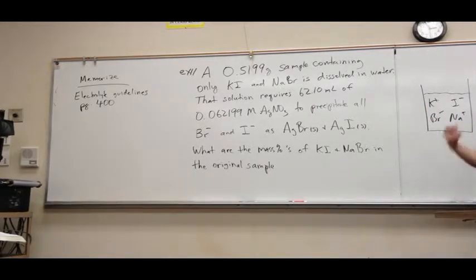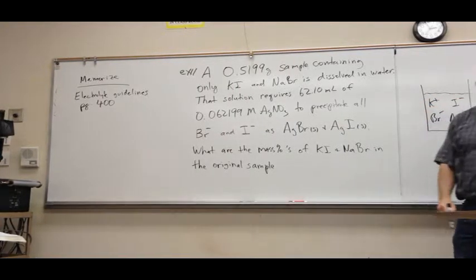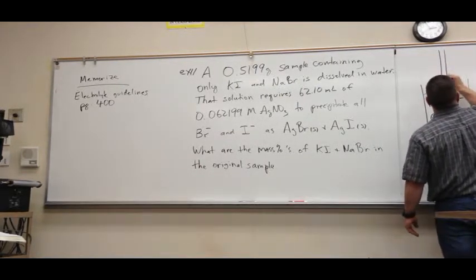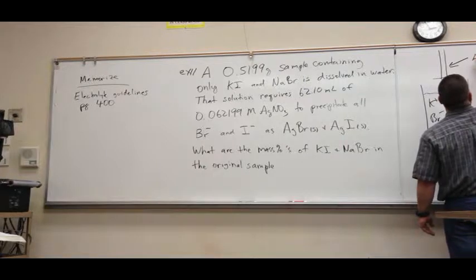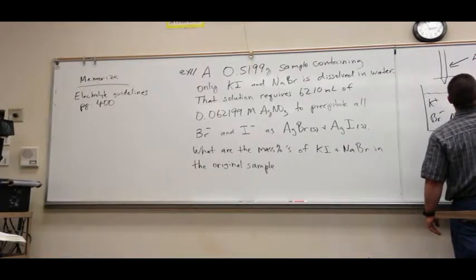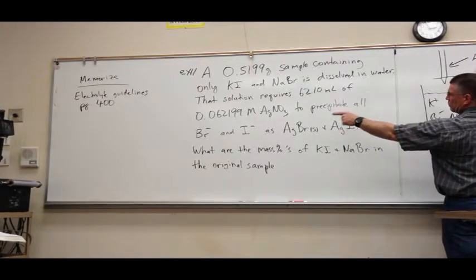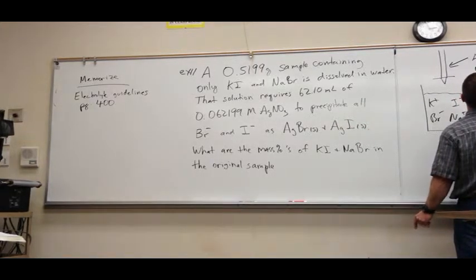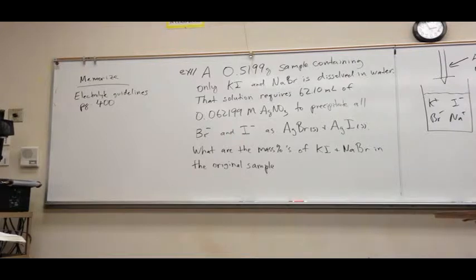Take that beaker with the ions floating in it, and you titrate it with a solution of silver nitrate. And the concentration of silver nitrate in there is 0.062199 molar. Okay, so silver nitrate is soluble, which means it's basically a solution of silver ions and nitrate ions.